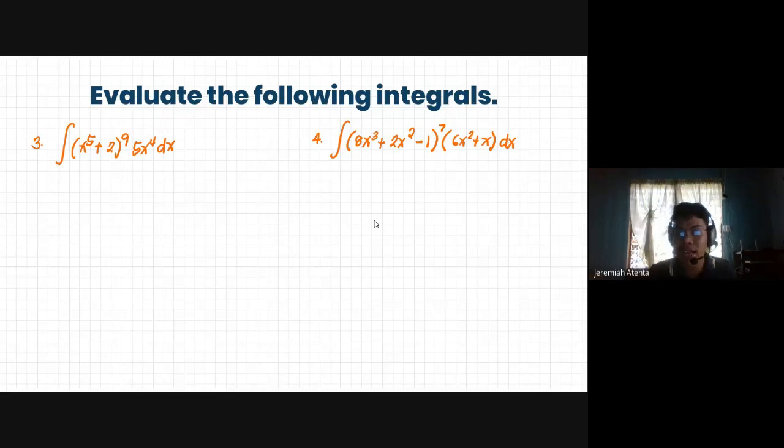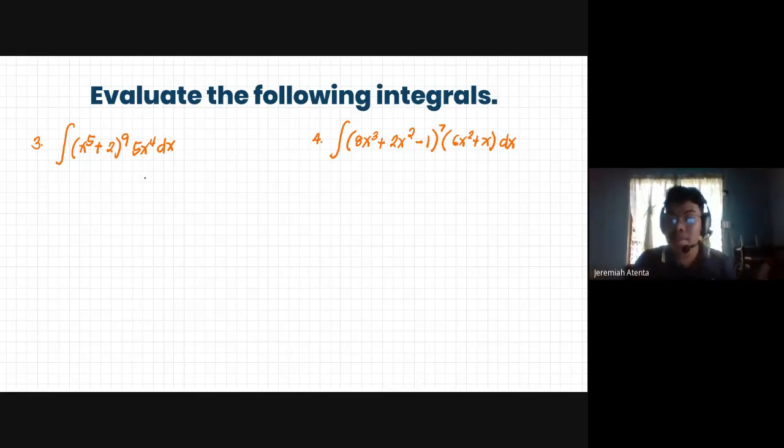Is it 5x to the power of 4? Now, if you are going to differentiate 5x to the power of 4, the answer is 20x cubed, right? May nakikita ba tayong 20x cubed dito? Or anything with x cubed?